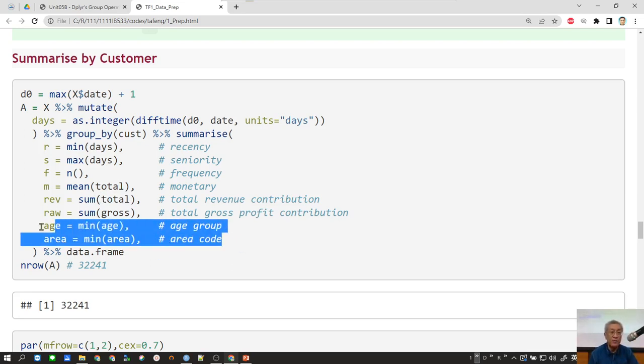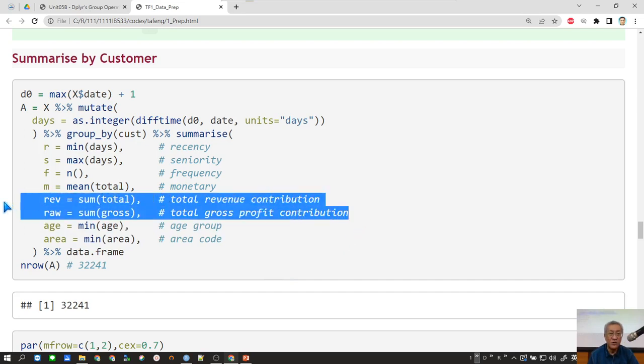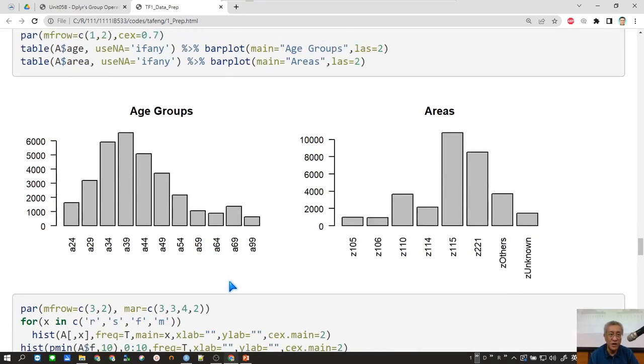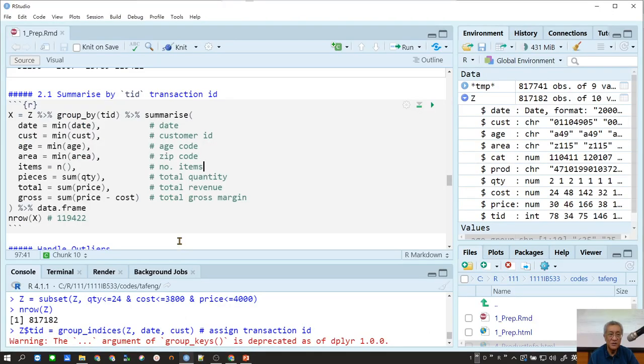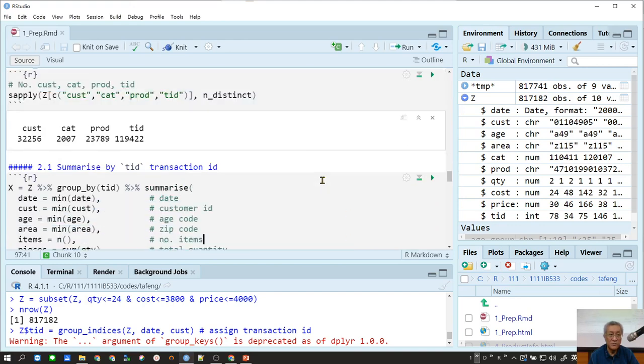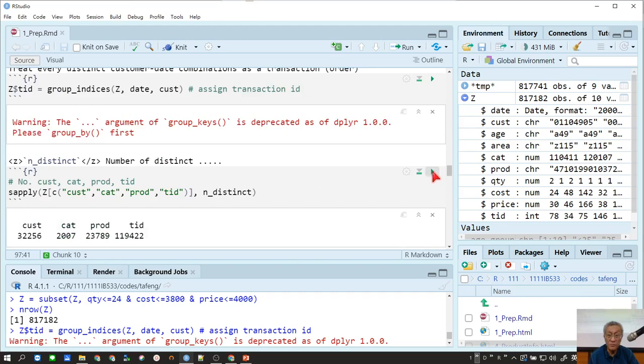And these two columns are actually the characteristics of that customer, right? The age and area code. And this is the total revenue and gross profit contributions. Okay. So now we have up to this point. Let me run this.